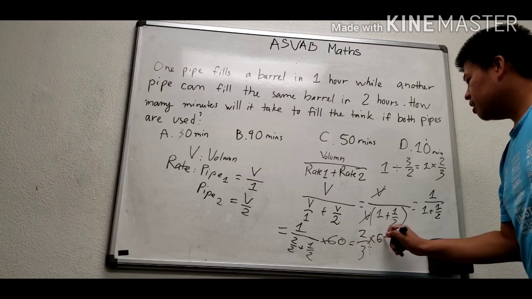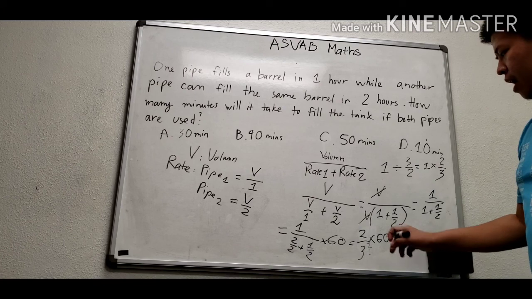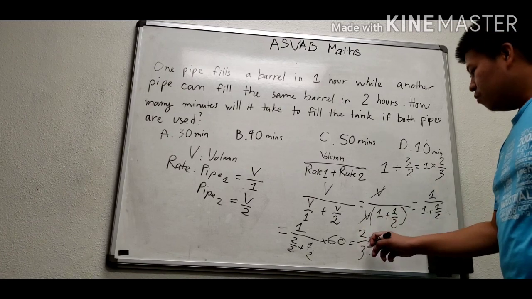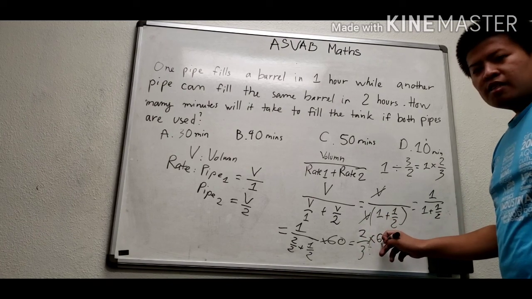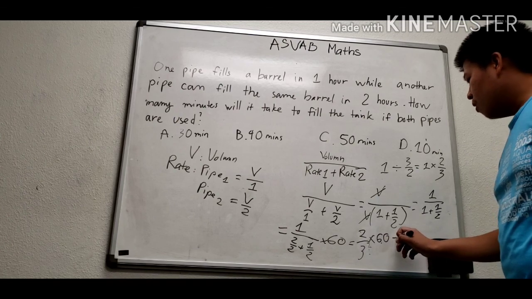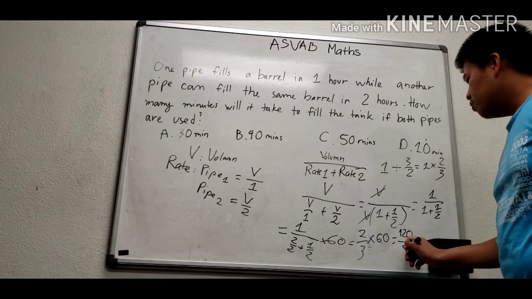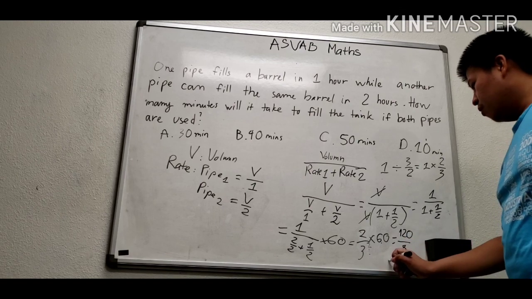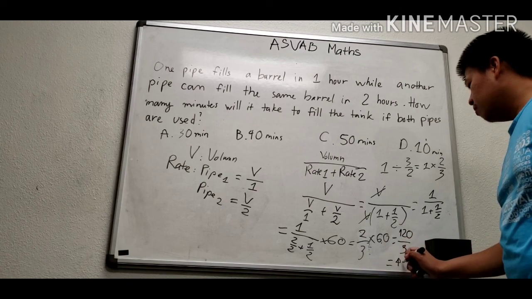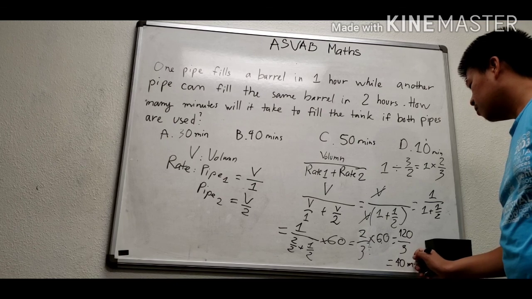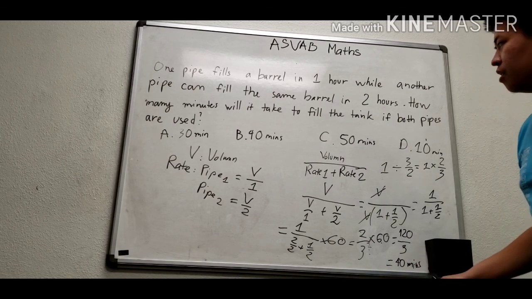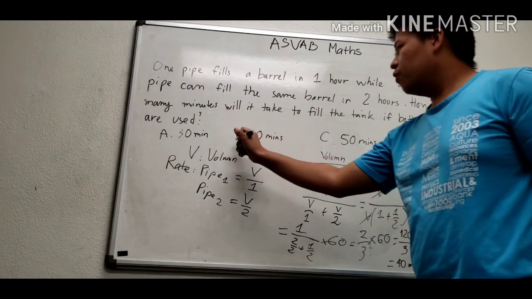multiply with 60, and right now we just multiply together. 60 multiplied with 2 is about 120, divide by 3, and we got about 40 minutes. So the answer to the question in here is about 40 minutes.